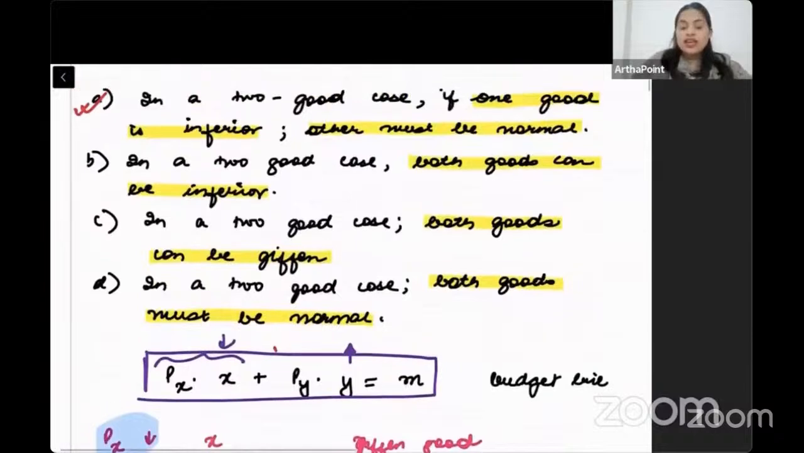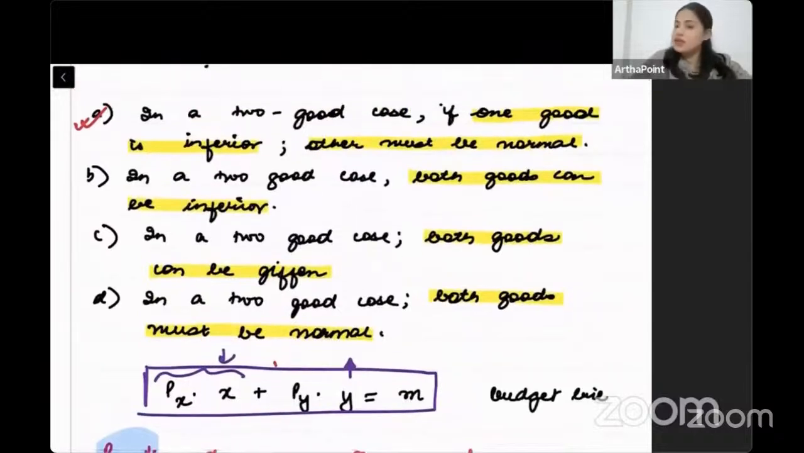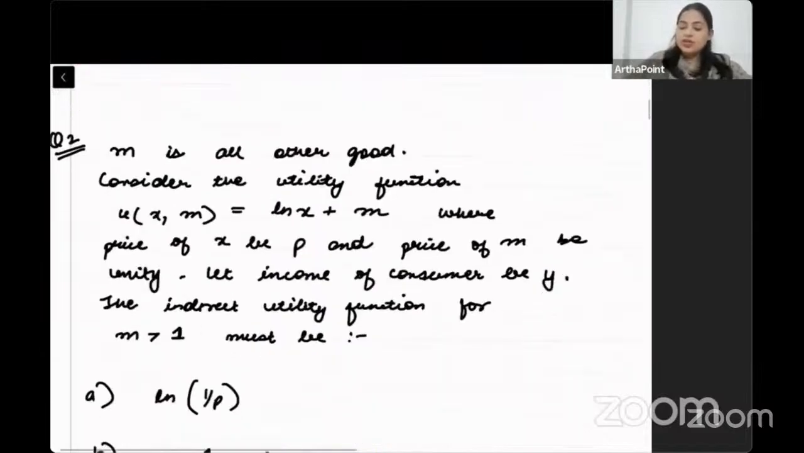So two goods cannot both be inferior together. If one is inferior, then the other must be normal. The other must be normal. Okay, correct. Let us go to the next question.